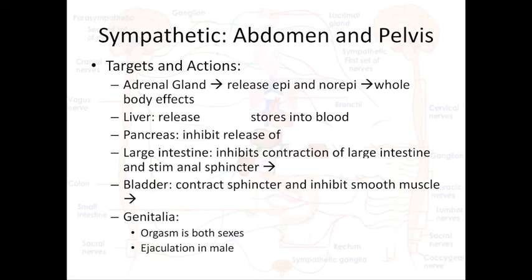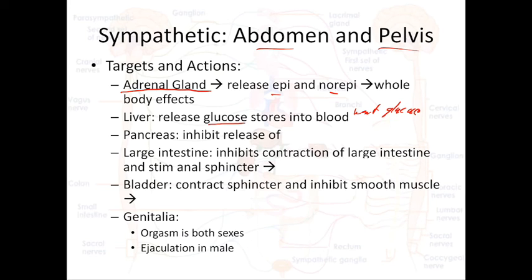Okay, sympathetic here. The other portions, effects of it on the abdomen and pelvis. So again, that adrenal gland releasing epinephrine and norepinephrine into the blood has effects all over the body. Okay, we affect the liver. The liver will release glucose into the blood. If we're stressed out, we want glucose available to use for energy.